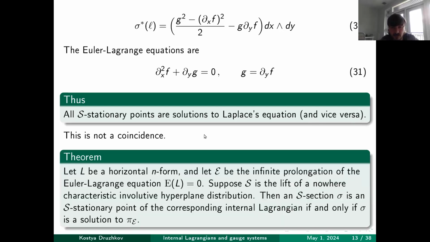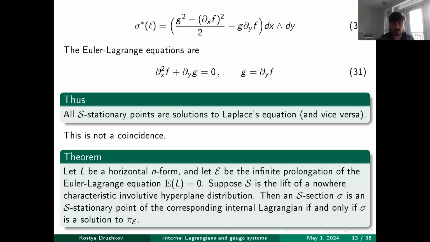And this is not a coincidence actually, because we have the following theorem. Let L be a horizontal in form and let epsilon be the infinite prolongation of the corresponding Euler-Lagrange equations. And suppose that S is the lift of a nowhere characteristic involutive hyperplane distribution on the base space. Nowhere characteristic is important here actually. Then an S section sigma is an S stationary point of the corresponding internal Lagrangian if and only if sigma is a solution to the equation given by epsilon. So in the case of nowhere characteristic distributions, this theory works very well.